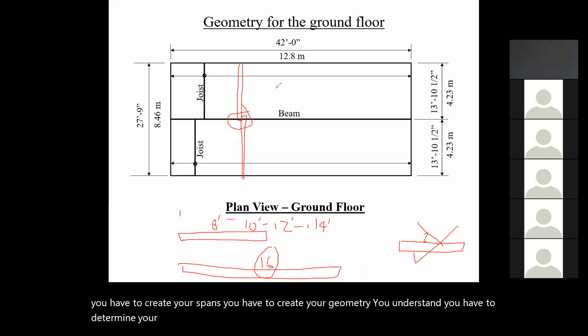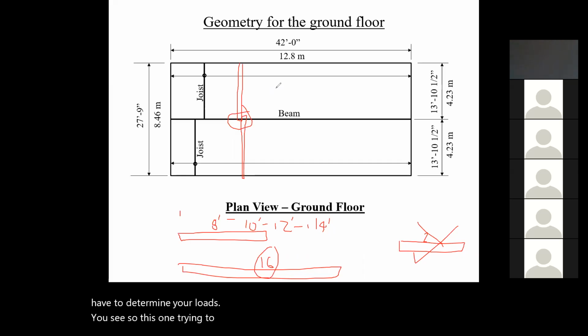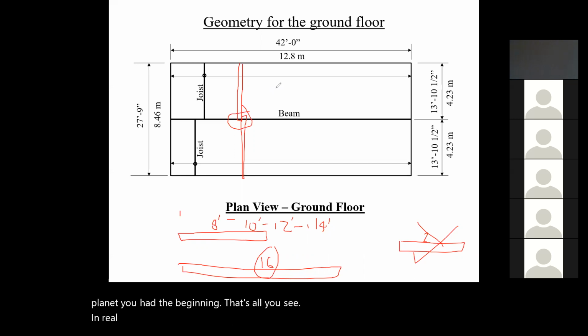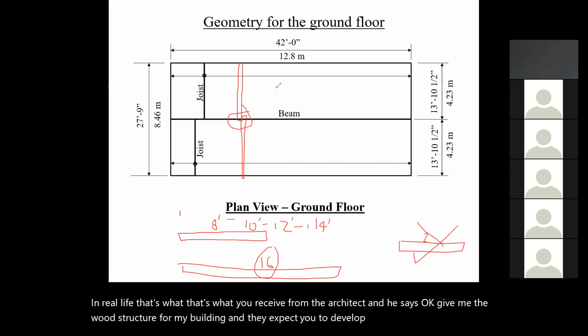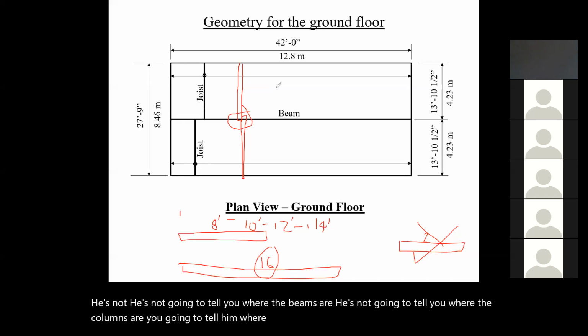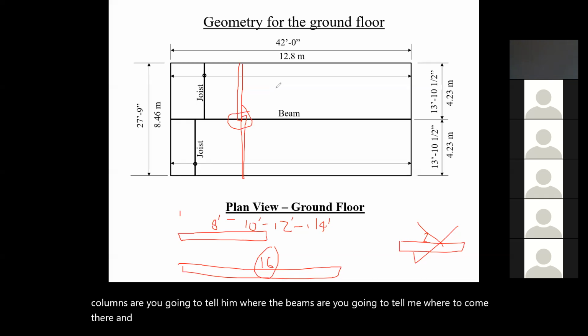Okay. So this is what I'm trying to make you understand. Remember that architectural plan that you had at the beginning? Well, that's all you see in real life. That's what you receive from the architect, and he says, okay, give me the wood structure for my building, and he expects you to develop this. He's not going to tell you where the beams are or where the columns are. You're going to tell him. And if all of a sudden he doesn't want the column there for whatever reason, then you're going to have to work out another solution.